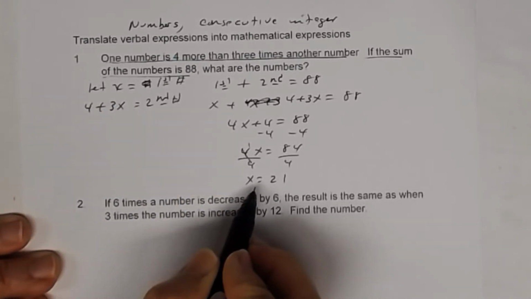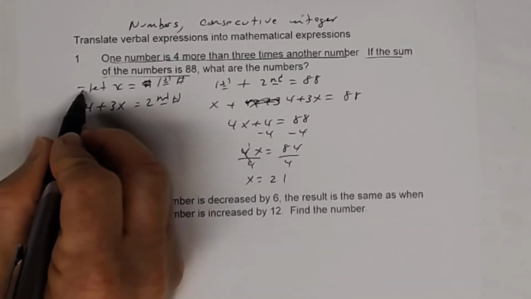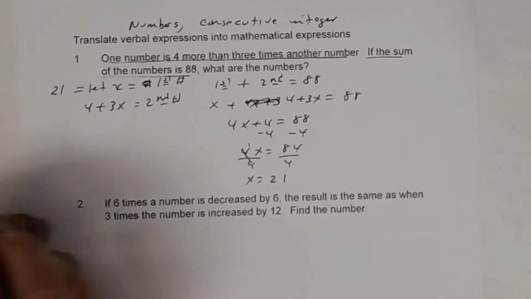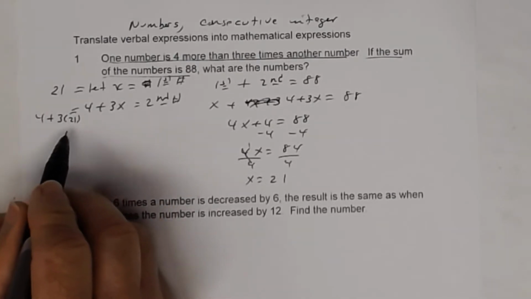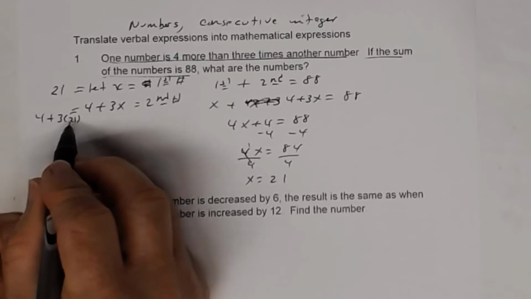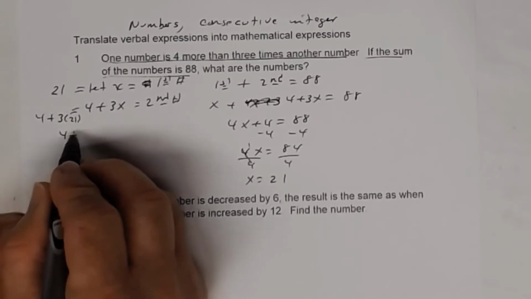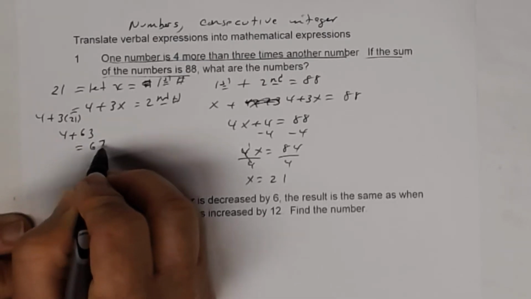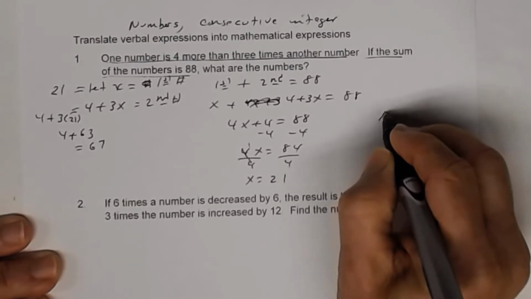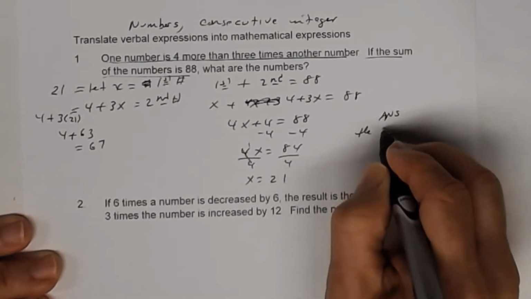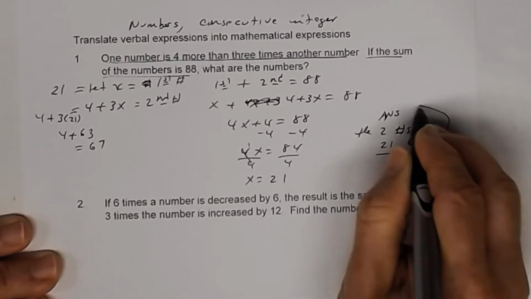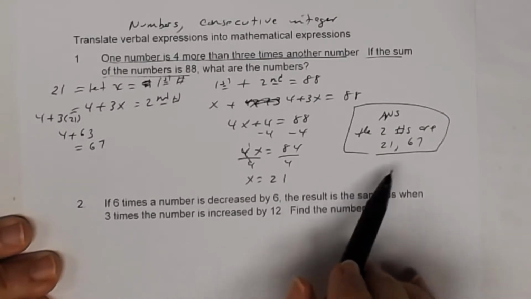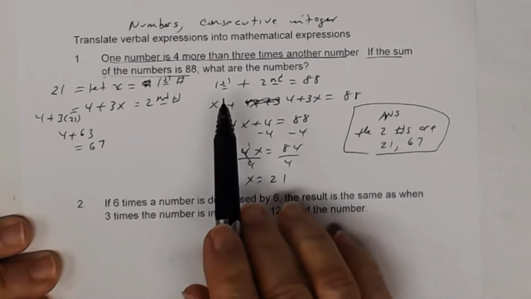Remember, this is 21. That represents x, so that means my first number is 21. Then my second number is 4 plus 3 times 21. That's order of operations, so you're going to multiply first. 3 times 21 is 63. So I get 4 plus 63, which gives us 67. So you're going to answer the question: the two numbers are 21 and 67. And if you add those up, 21 plus 67 is 88, isn't it?